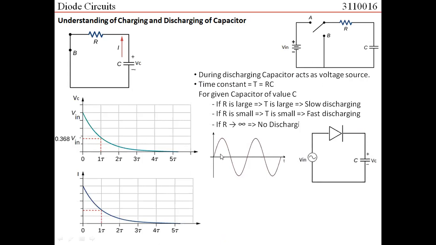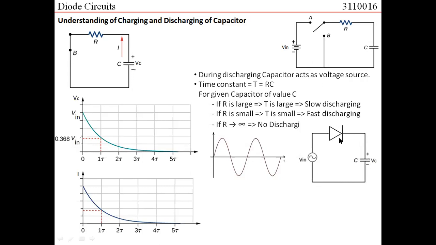So what would happen? We can easily estimate that, so far as the positive half cycle of the input voltage is concerned, the diode would get forward biased, because I would have a positive voltage here and a negative voltage here. If I consider the diode to be ideal, then the resistance of the diode would be zero. The diode would allow the current to pass and the capacitor would charge.